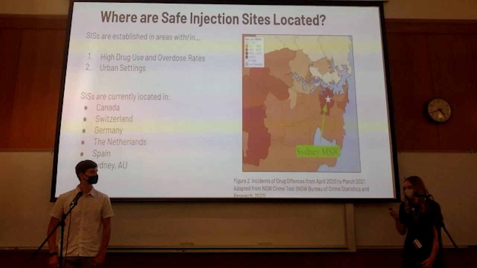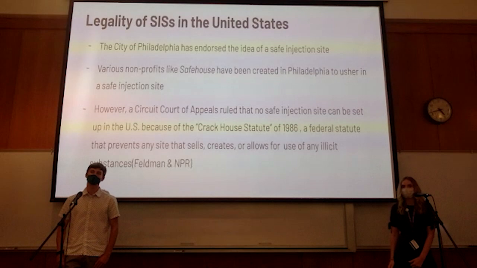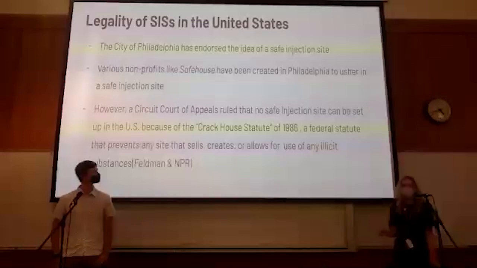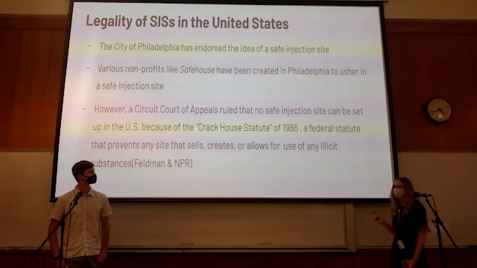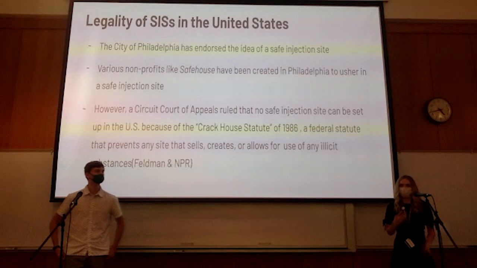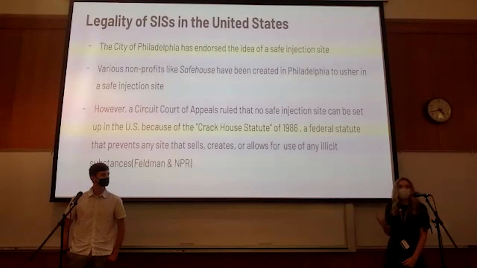So as you probably noticed on that list of places that have safe injection sites, the United States was not on the list. In 2018, a nonprofit called Safehouse was funded with the intent of creating a safe injection site. This obviously caused some controversy and then went to court, and the Court of Appeals ruled that it broke what's called the Crack House Statute of 1986. This was when Reagan was in office and it was a big war on drugs era, and it said that a facility cannot be used for the use, storage, and selling of illicit drugs. And until this is repealed, the idea of a safe injection site being open within the U.S. is slim to none. So now I'm going to pass it over to Sawyer for the research.